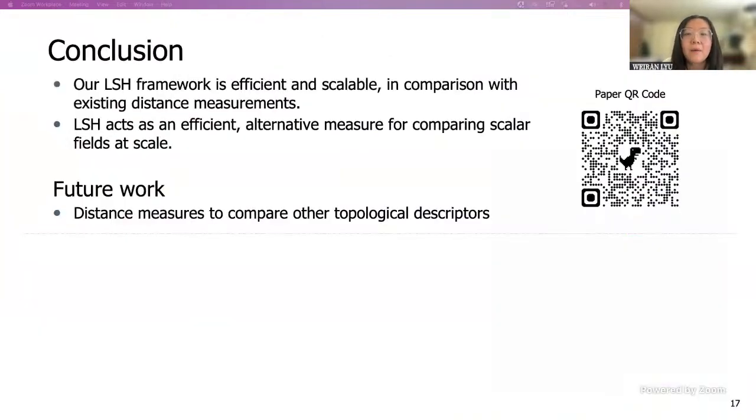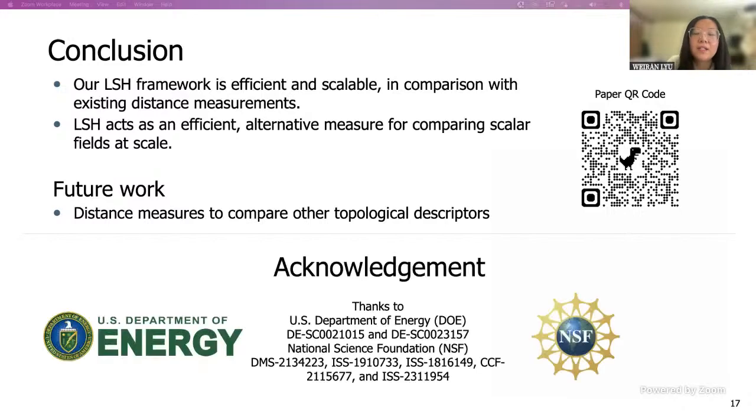In summary, our LSH framework is efficient and scalable in comparison with existing comparative measures for merge trees, and it can act as an alternative measure for comparing scalar fields at scale. In the future, we are interested in developing comparative measures for other topological descriptors using locality-sensitive hashing. And finally, we thank our funding agencies, DOE and NSF. Thank you.